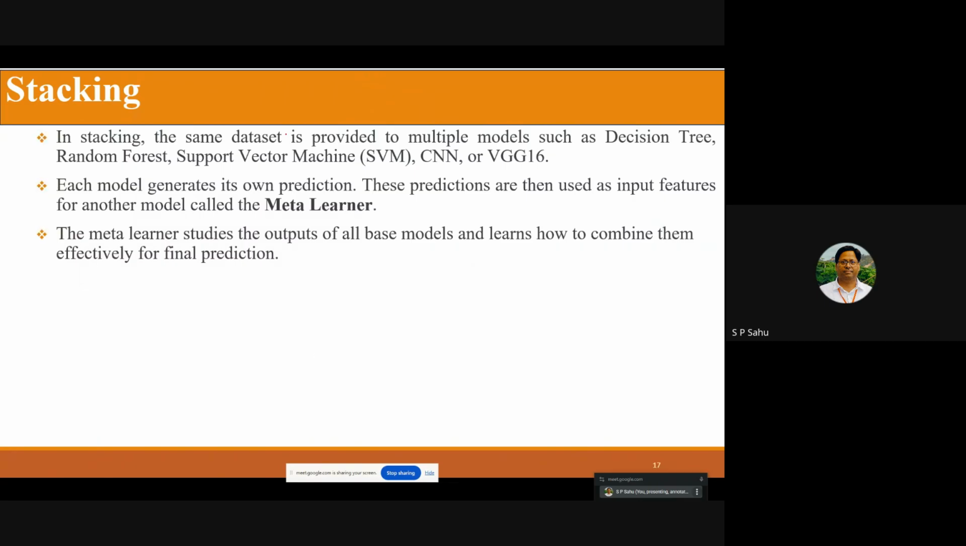So the same data set is provided to multiple models such as decision tree and random forest. Since stacking may use heterogeneous models, many different varieties of models may be adopted: random forest, support vector machine, or any CNN as well, VGG, any. Here, each model generates its own prediction, and these predictions are then used as input features for another model, which is called a meta learner or expert model. It studies the outputs of all those models and learns how to combine them effectively for the final outcome.